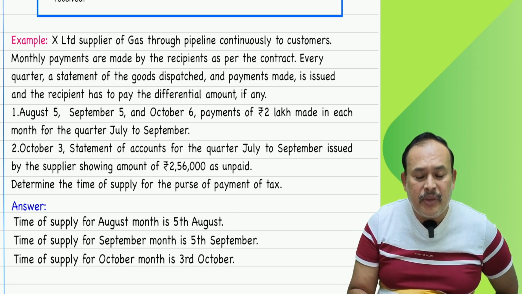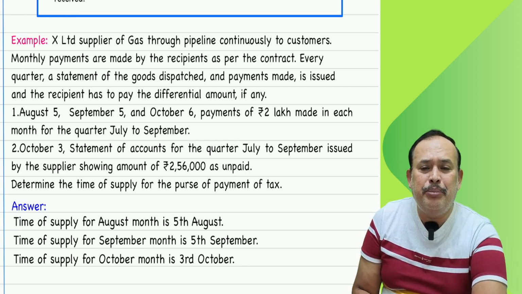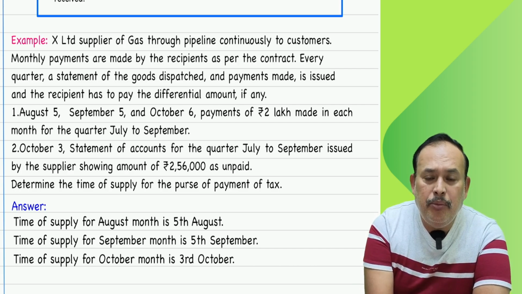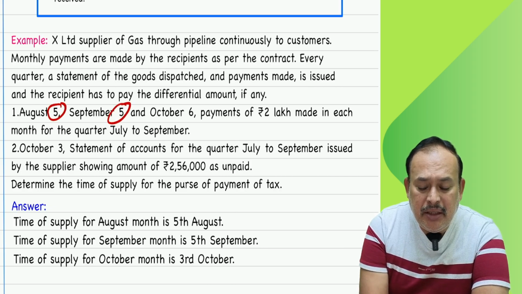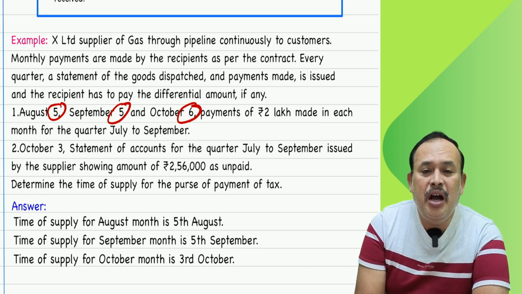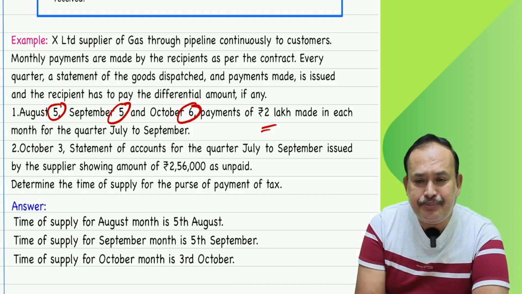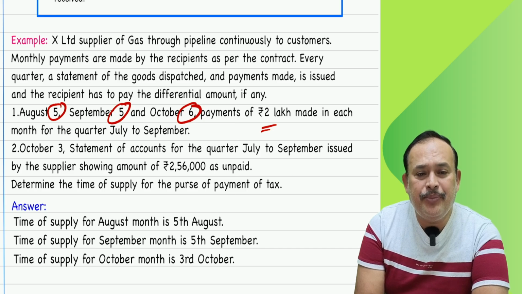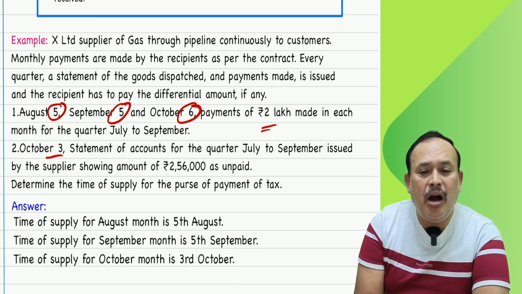Point number one: 5th August, 5th September, 6th October, payment received 2 lakh rupees each. So every month, on 5th of August, 5th of September, 6th of October, how much payment is received? 2 lakh rupees received in each month for the quarter July to September. Second point: on 3rd October, the statement of account for the quarter July to September is issued.